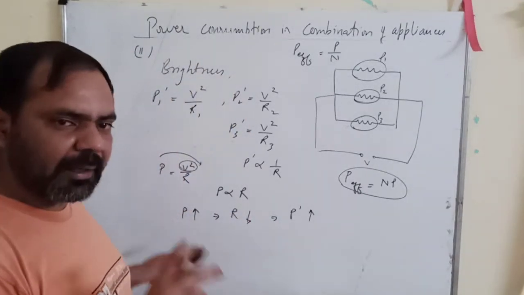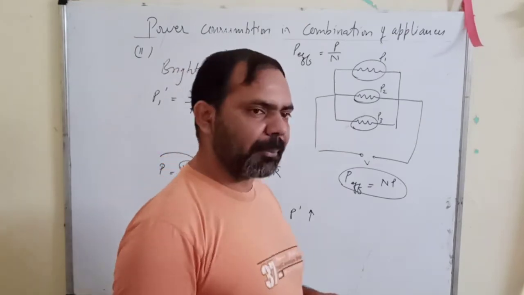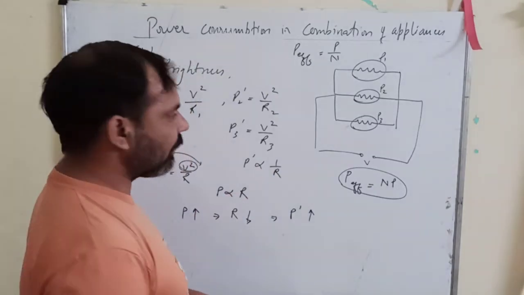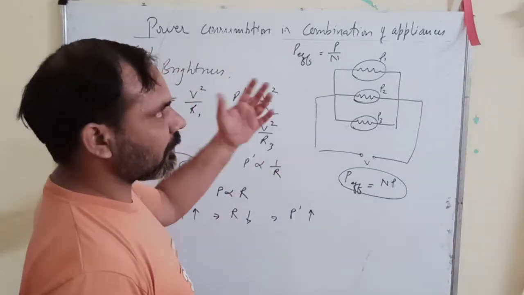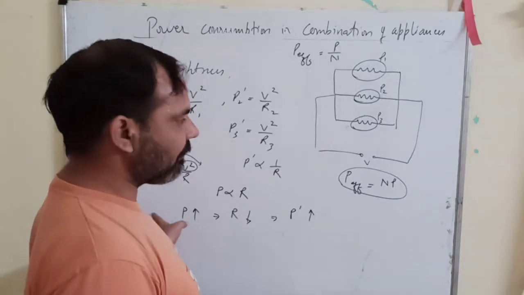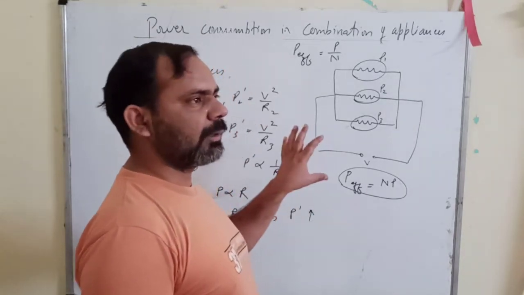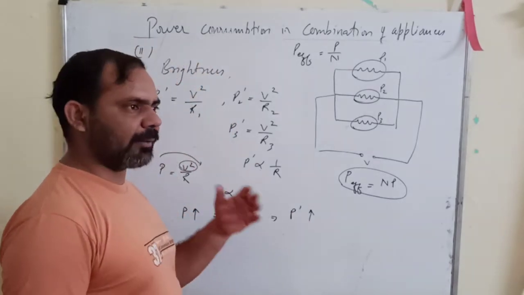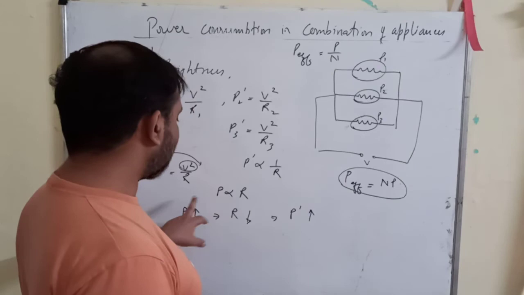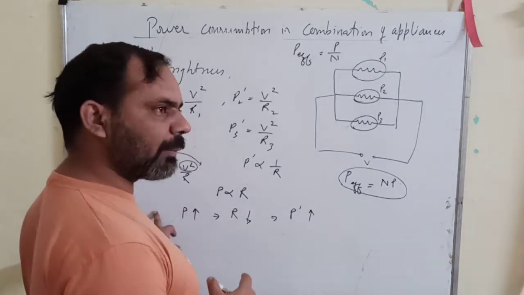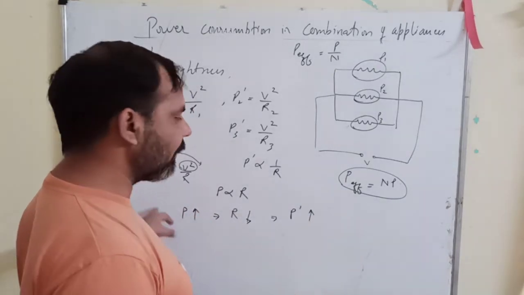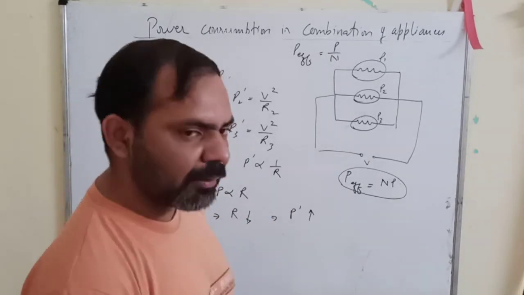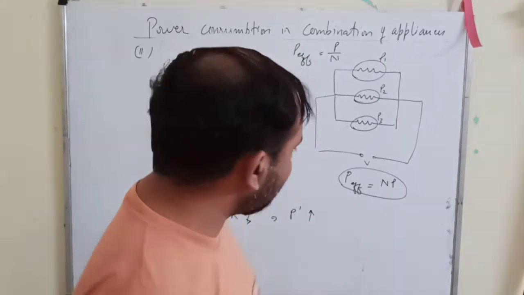The bulb with the highest power rating will glow with maximum brightness. This happens in parallel combination. Now suppose the current increases in the circuit beyond the permissible value, then the bulb with the highest power rating will fuse first. In this case, the highest power rating bulb will fuse first. Okay, this is parallel combination.